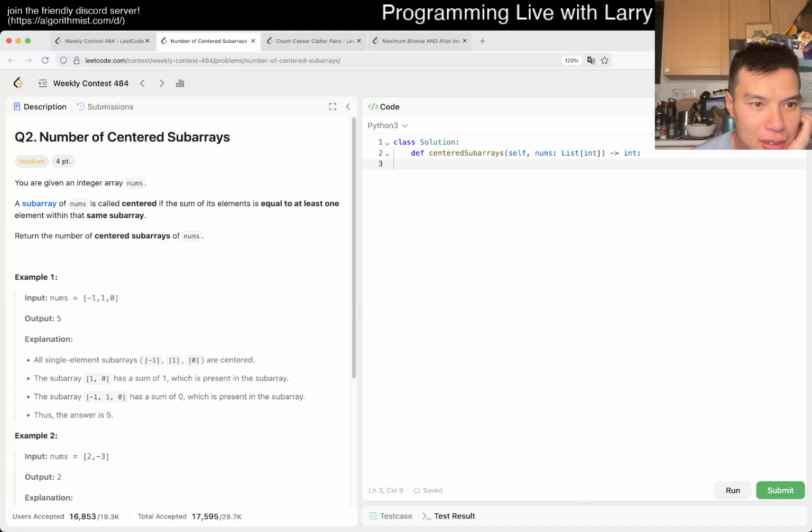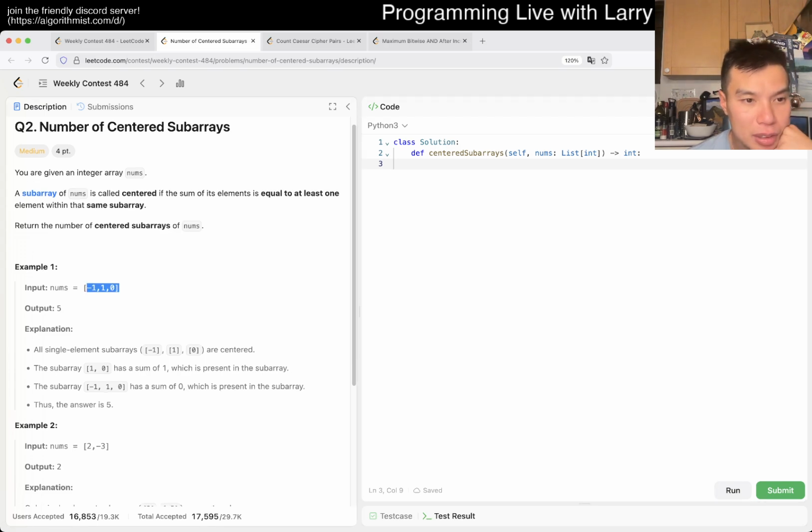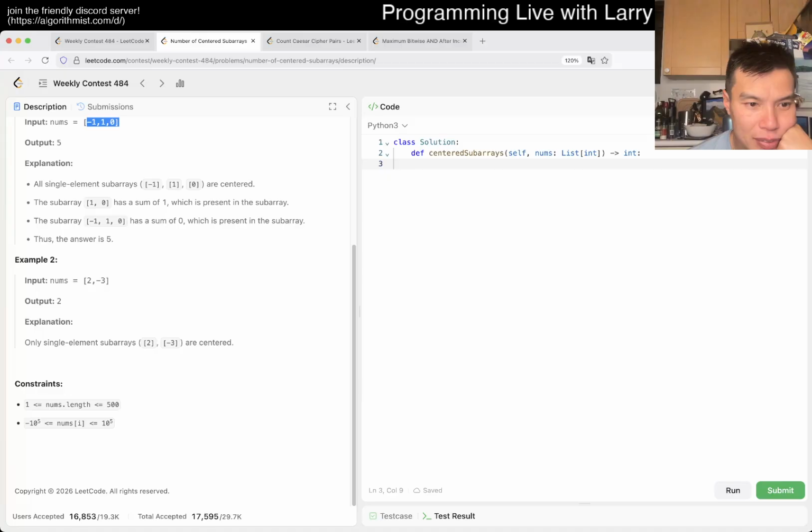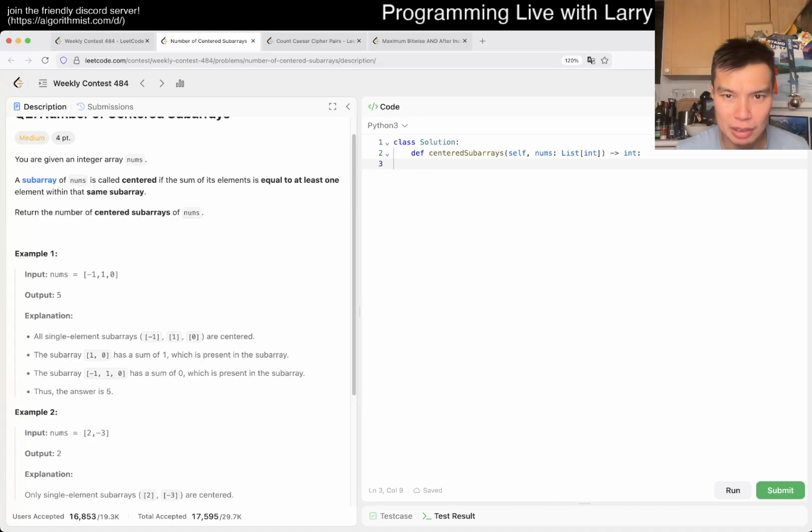Nums, the subarray is cosine if the sum of its elements is equal to at least one element within that same subarray. I guess if you have negative numbers as well. Return number of. Okay, 500 is interesting. I guess that just makes it n square, right?